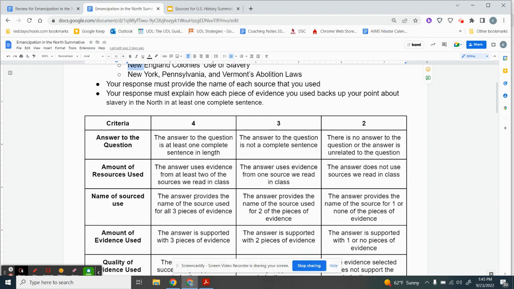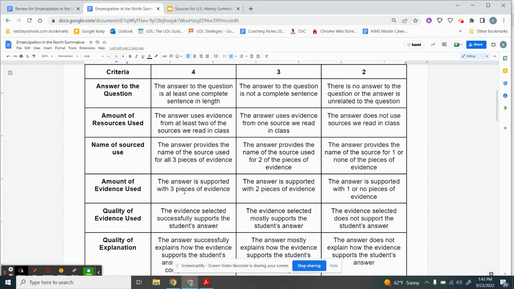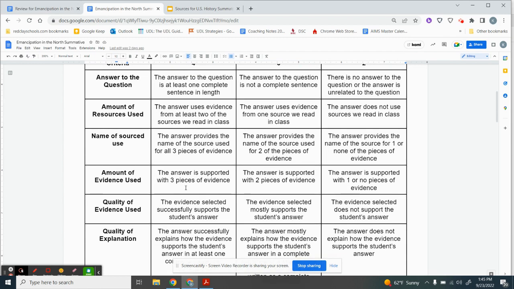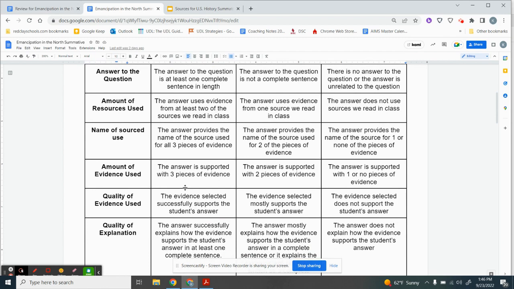You need to provide the name of all of the sources that you used. You need to use at least 3 pieces of evidence. So you're only required to use 2 sources, but you need to have 3 pieces of evidence. So for some of you, that could end up looking like you using 3 sources with a different piece of evidence from each, or you could end up using 2 different sources with 2 pieces of evidence from one and 1 piece of evidence from the second.